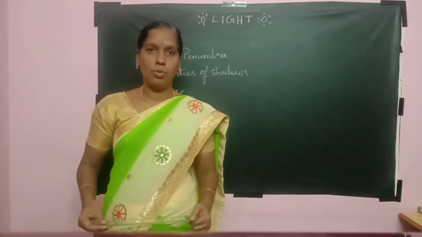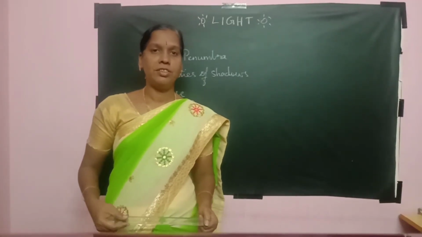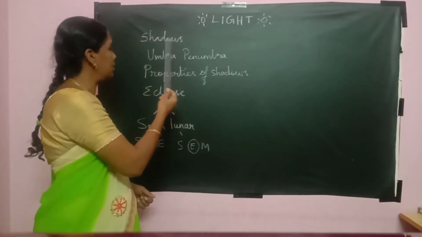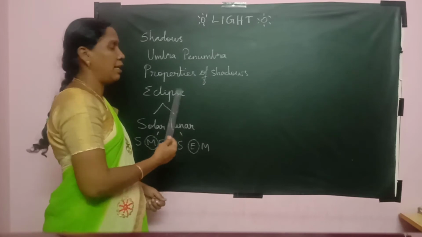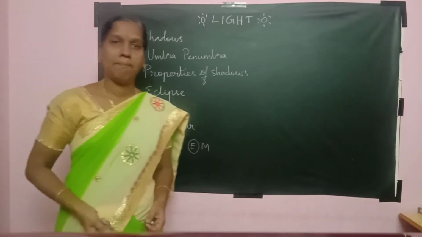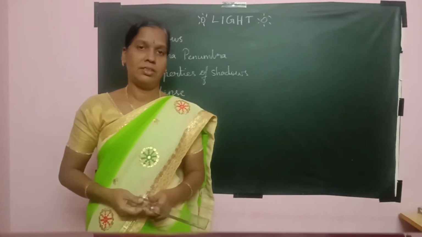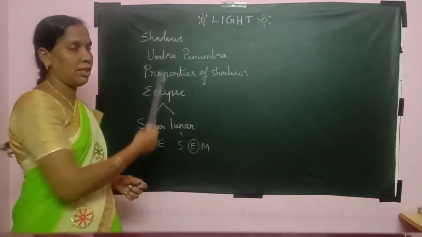Dear students, good morning. Today we are going to see the remaining part of the light lesson. That is the shadows, properties of shadows, eclipse, prism, Newton disk and synthesis of colors. So first we move on to shadow.